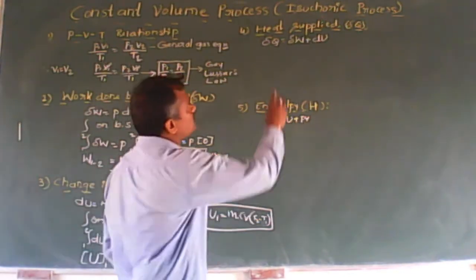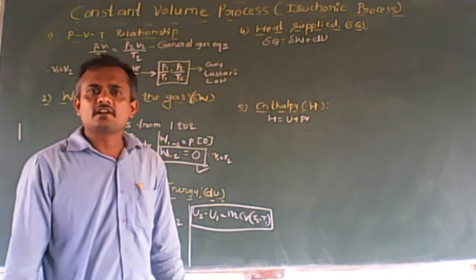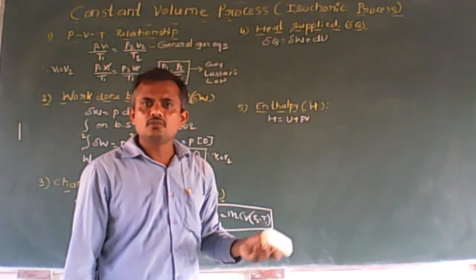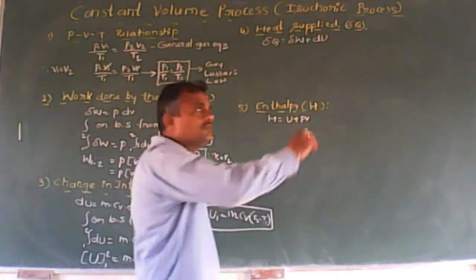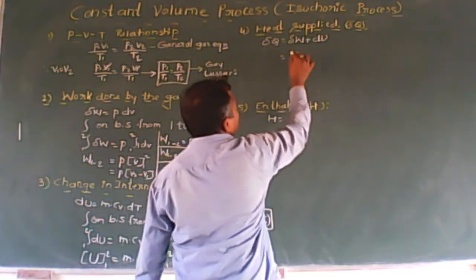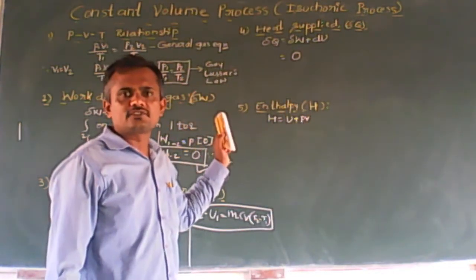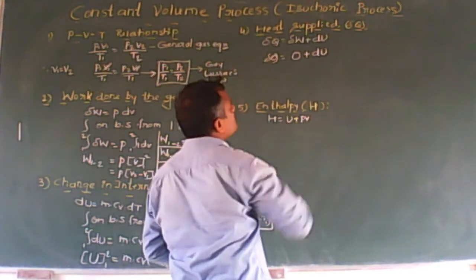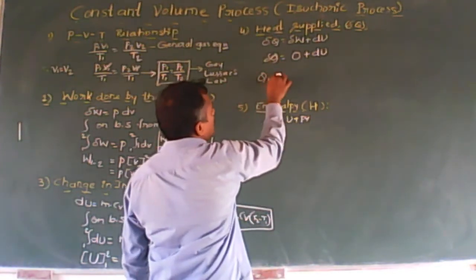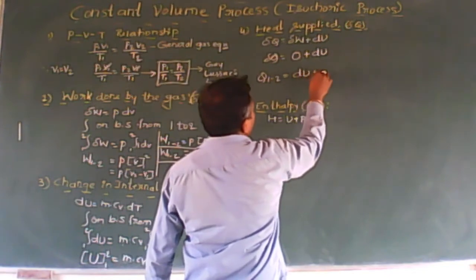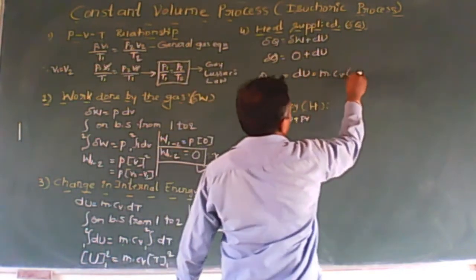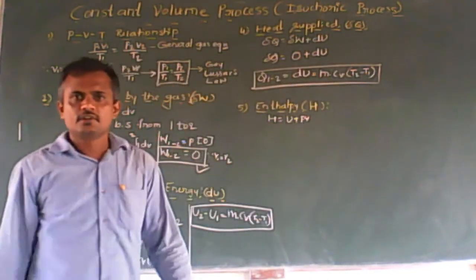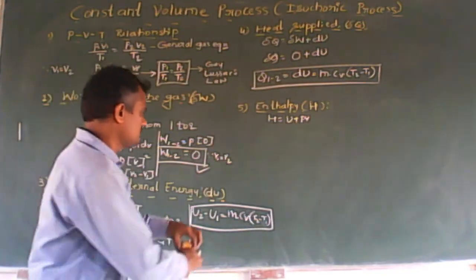Afterwards, let us move on to the next expression, the general expression we know from the first law of thermodynamics: delta Q equals delta W plus dU. Now, what is the expression for delta W? Work done during a constant volume process is 0. So I take 0, which equals dU. Directly I can write Q for the 1 to 2 process is equal to dU, which equals m into Cv into T2 minus T1. So you try to remember this equation.